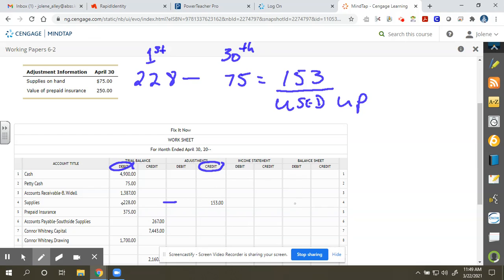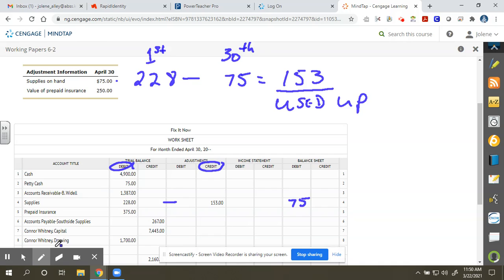And then later on, when we do the next part, you're going to see that this will end up being $75 here. We'll go across for supplies. They have a debit of 228, a credit, which is subtract off of 153 to show that at the end of the month, they only have $75 worth of supplies. Where did I get this $75 from? Right here. They told me that they only had $75 worth left over at the end of the month.